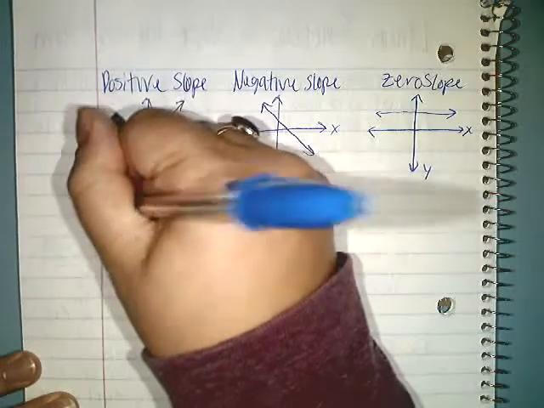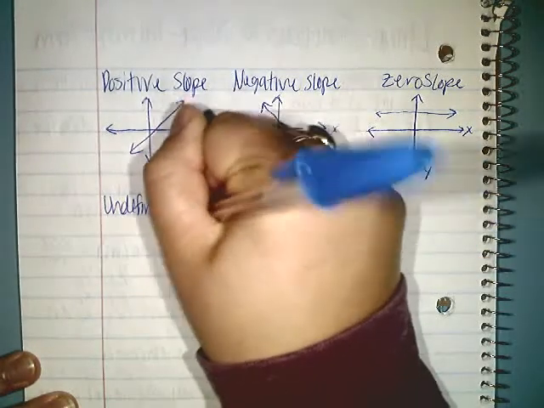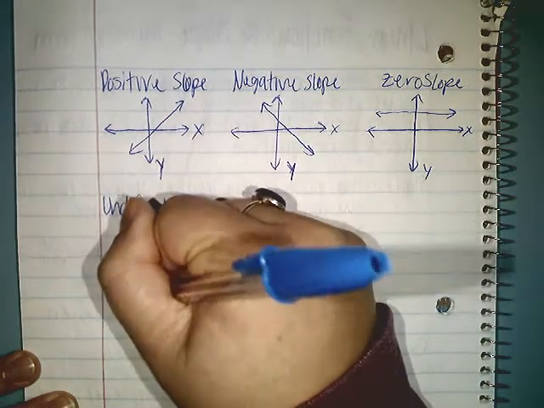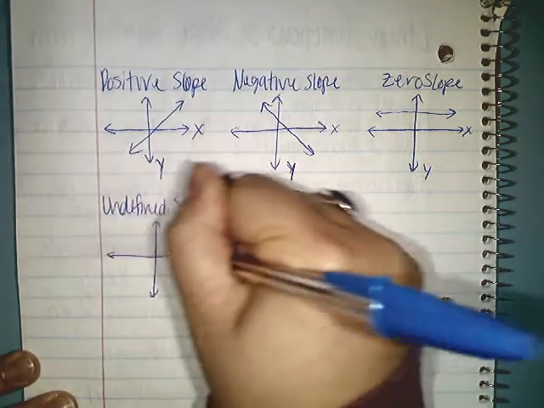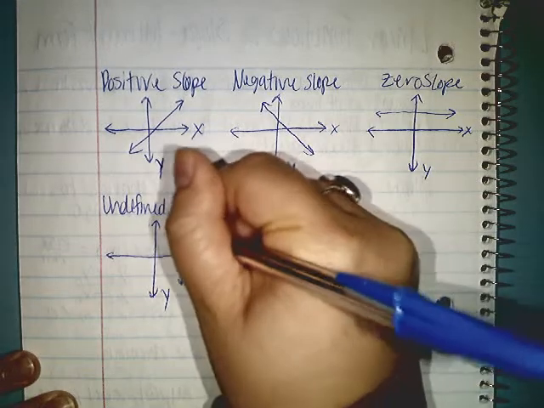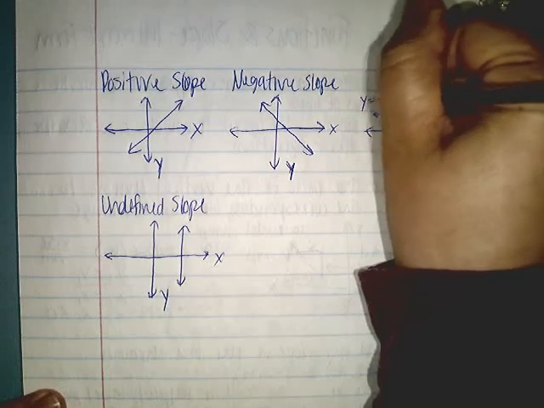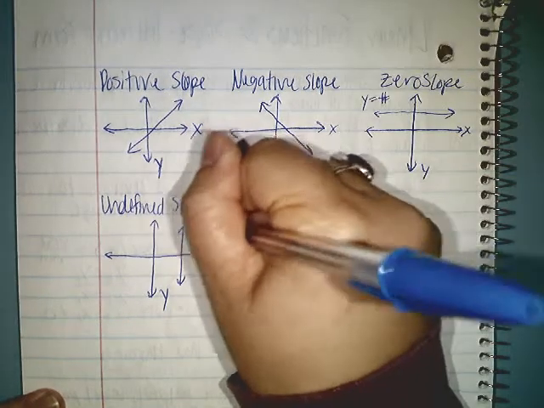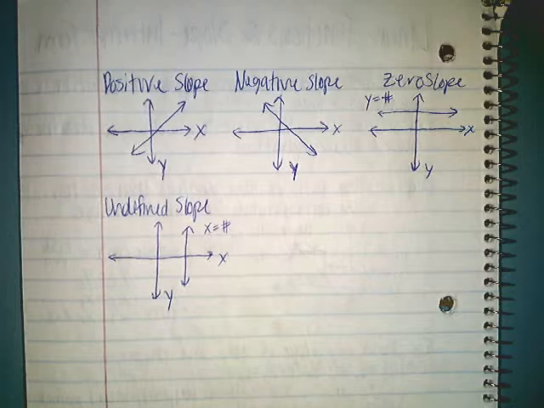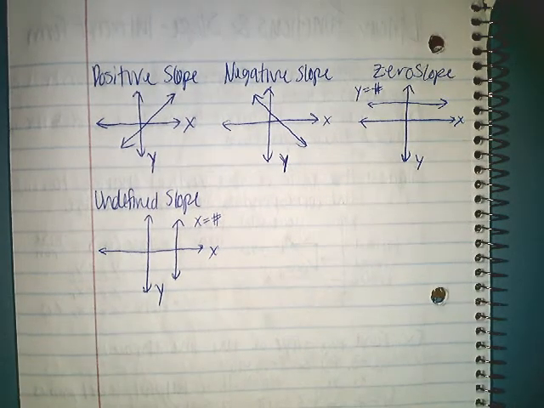We also can have an undefined slope. If you remember just a second ago, I mentioned that we can never divide by zero. If you do end up with a slope where you have zero in the denominator, the resulting line would just be a vertical line. It'd be x equals a number. This is y equals a number, and this would be x equals a number, because it's a horizontal or vertical line. We were talking about those the other day. So undefined slope is just a vertical line.